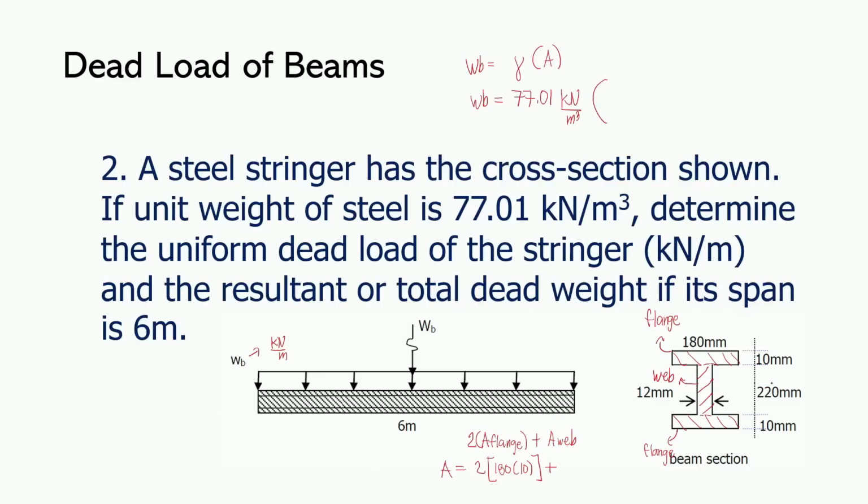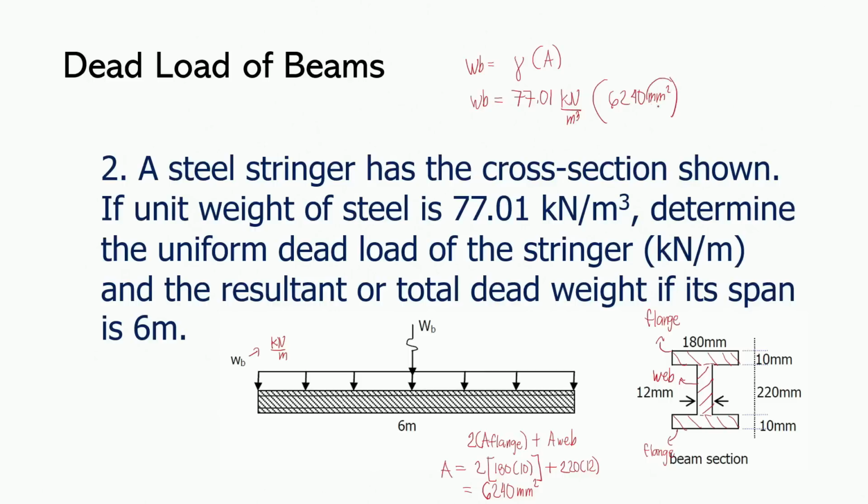The area of the web is 220 times the thickness of the web, which is 12 millimeters. So this is 220 times 12, and so this will be 6240 mm squared. And so let's put that here. This will be 6240 mm squared.